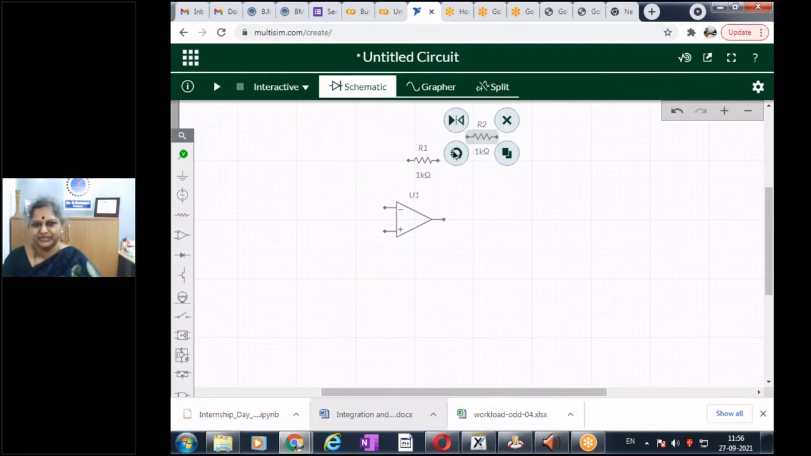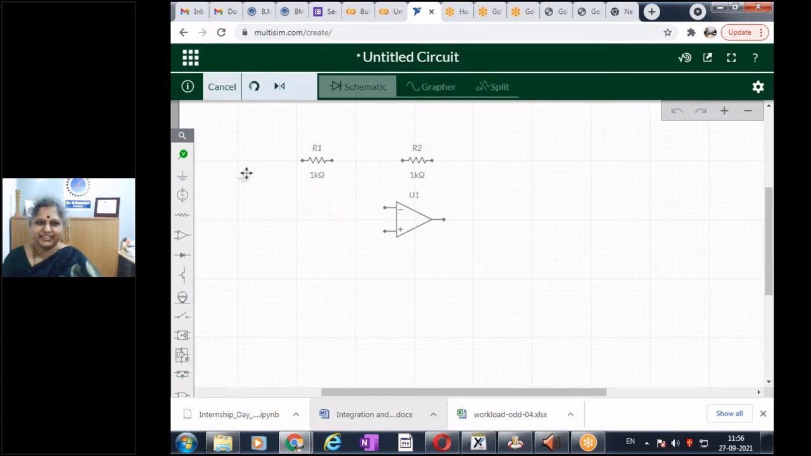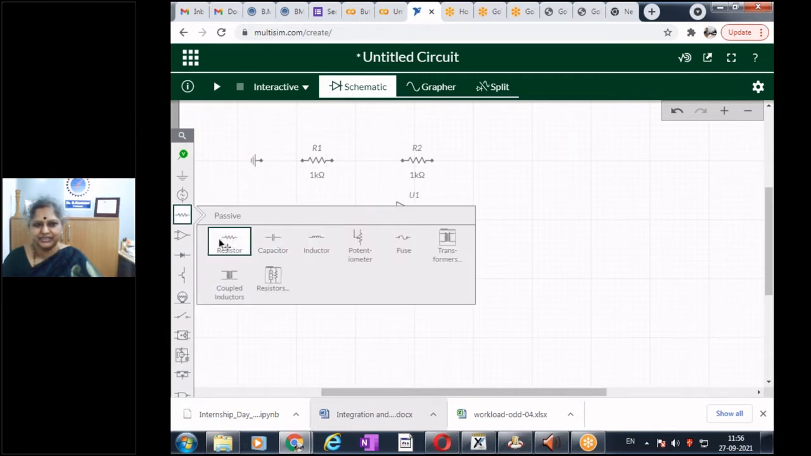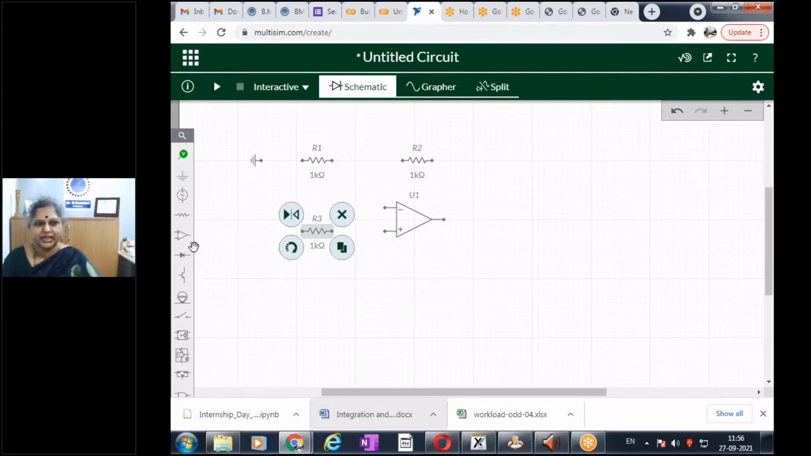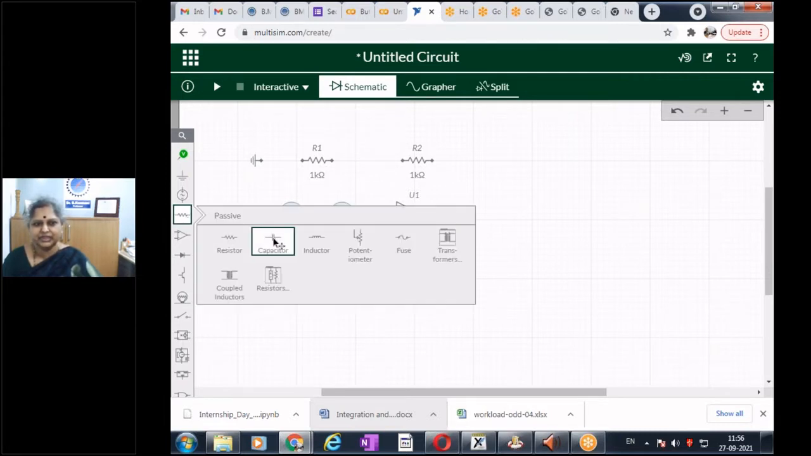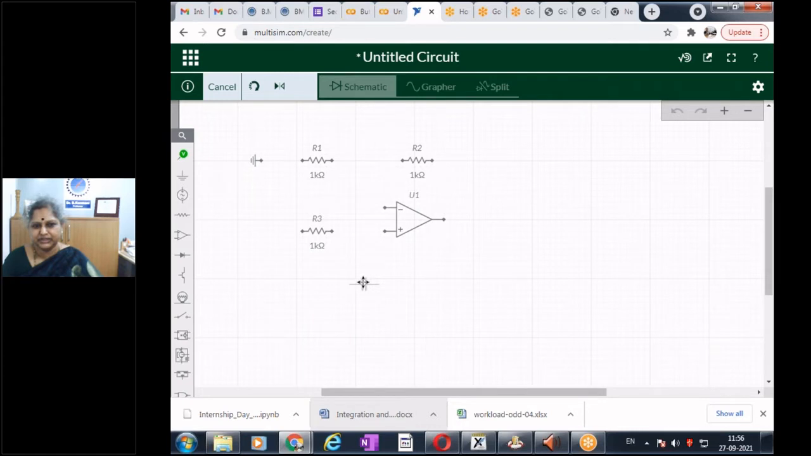It's the same, but just because of our notation. And then I'll take a ground and I'll place it here. And this is done. Then I need another resistor which is going to serve for my cutoff frequency. I'll put a resistor, and then I need a capacitor. I'll place the capacitor, and then I'll place it here.